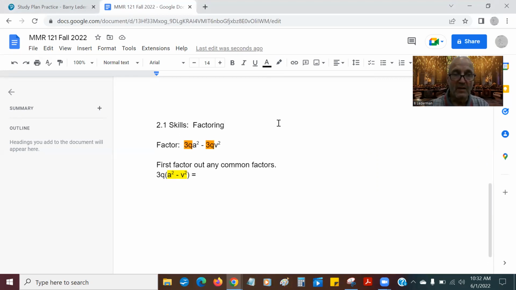Now, don't forget the 3q. Sometimes people get all involved in continuing the problem. They forget. So the final answer is going to be 3q times a plus v times a minus v. And again, just putting a little note here, that was because of the difference of two squares.